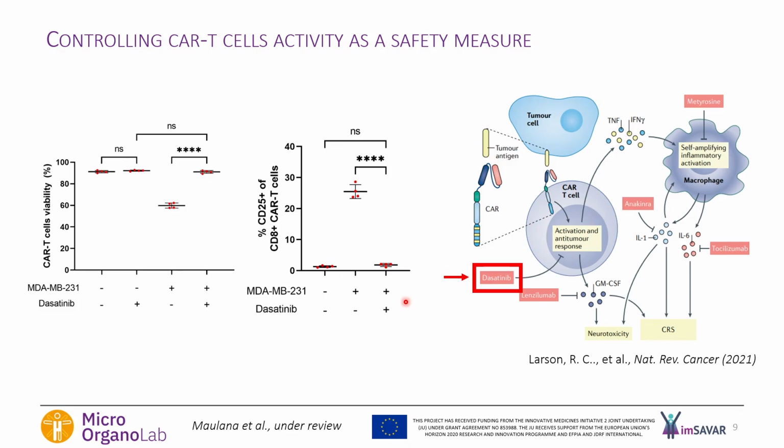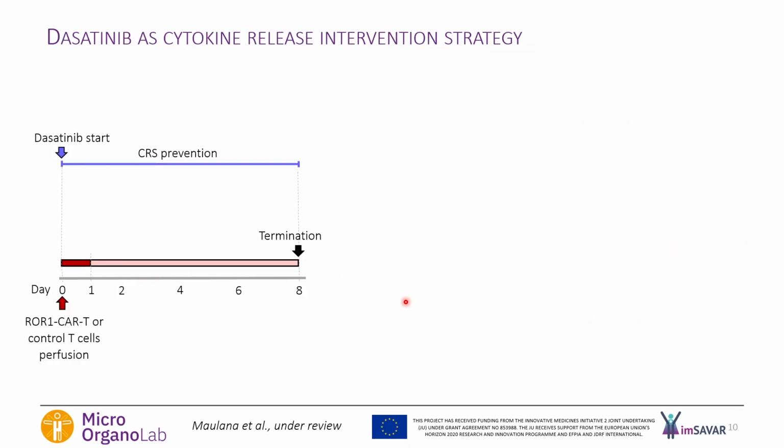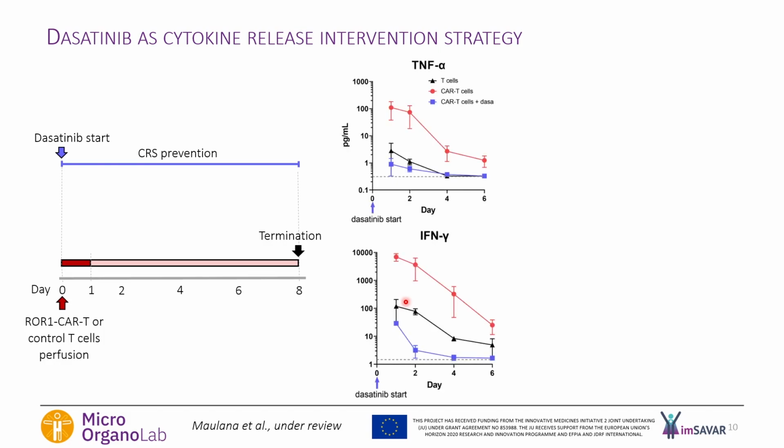So after this, we tested different strategies of administering the dasatinib. First we tested applying dasatinib throughout 8 days, so basically from starting the perfusion of the CAR T cells. And what we could see here is that we were actually preventing the cytokines from being released, from peaking on day 1, and they remained low over the period of 8 days. Here exemplified in TNF-alpha and interferon gamma secretion. And in interferon gamma, the values are actually even below the control T cell level.